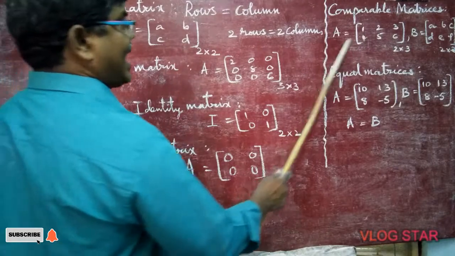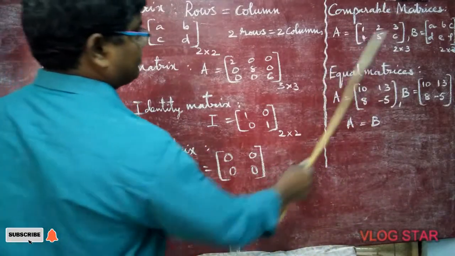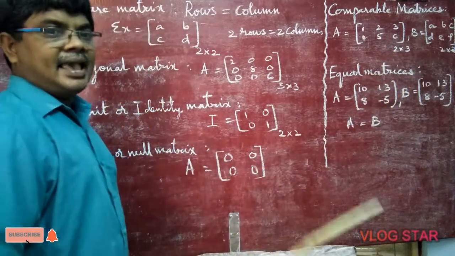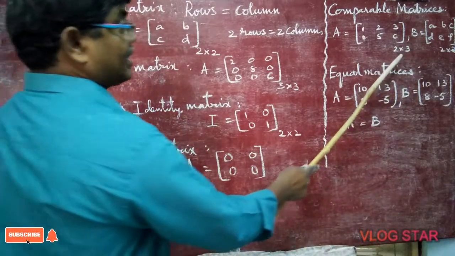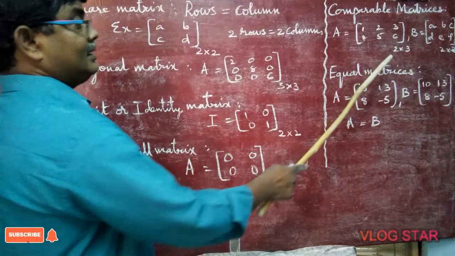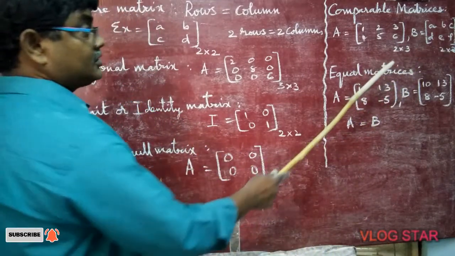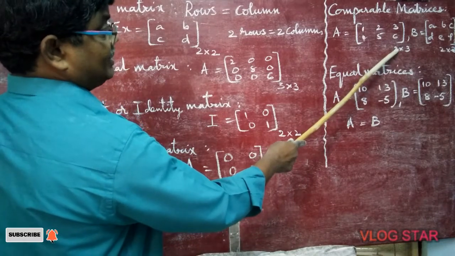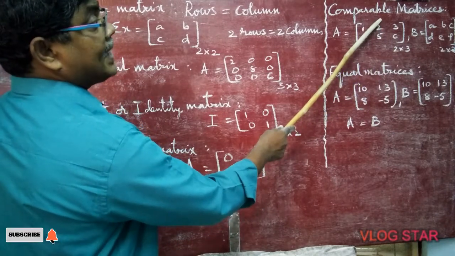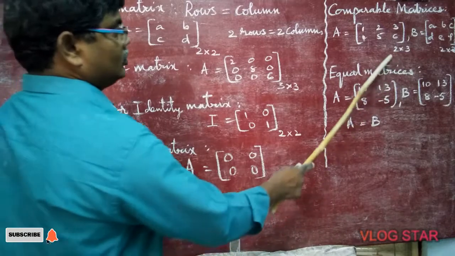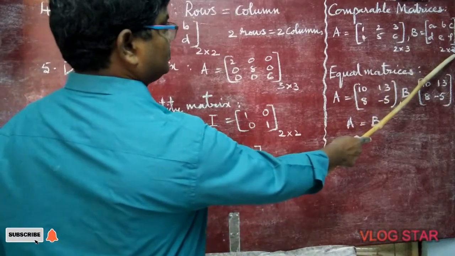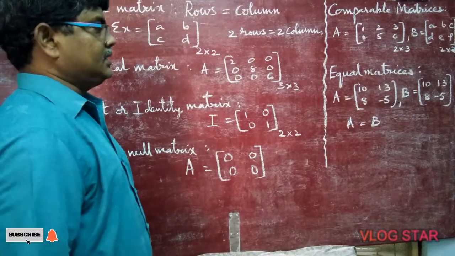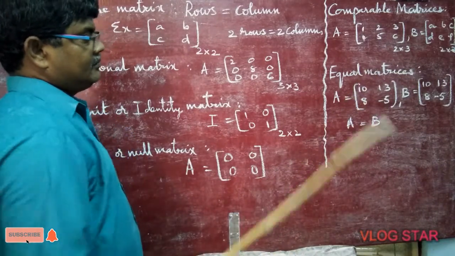If you want to add a matrix or subtract a matrix, compulsorily the order should be the same. We can't add or subtract different types of orders. So you have to check this before addition or subtraction of matrices. For that purpose, you are learning comparable matrices. 2 rows, 3 columns; here also 2 rows, 3 columns. Later on we will be going into the subject, and then again I will explain that one.